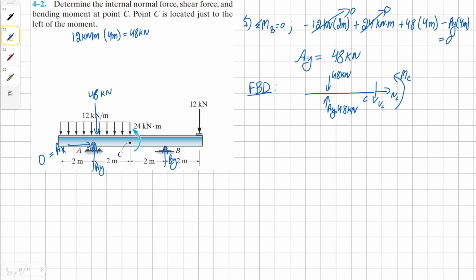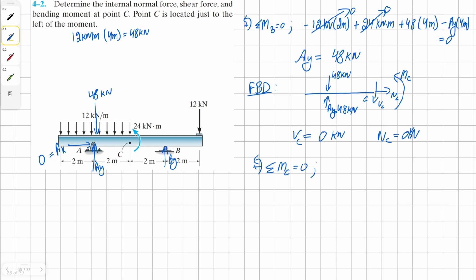For our shear, we simply have to sum the forces in y direction, and doing so, our shear will be 0 kilonewton because our external reaction force and point load cancel each other out. Similarly, our normal force at C is also going to be 0 kilonewton because there isn't any other force acting on it. And then to find our moment at point C, we just have to sum the moments.